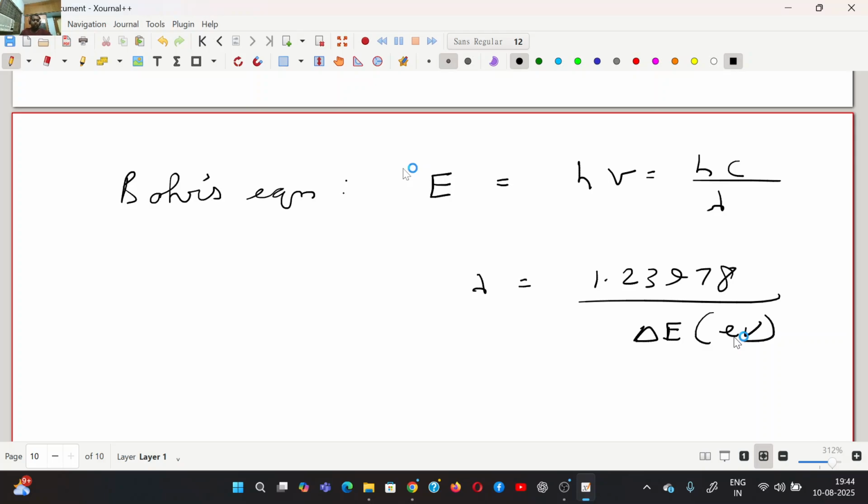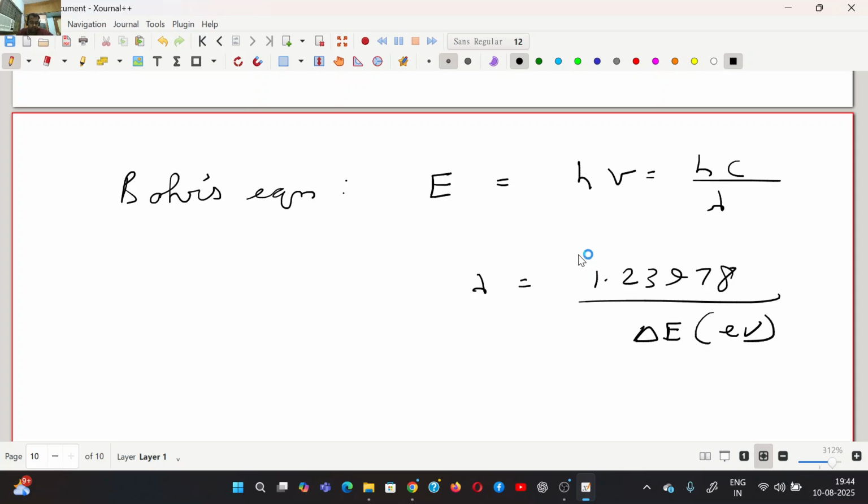Basically, here it connects the energy absorbed by an electron to the wavelength of light. Bohr postulated that electrons move in specific orbits or energy levels without radiating energy. And when an electron jumps from a lower orbit to a higher orbit, it absorbs a photon, that is some light.